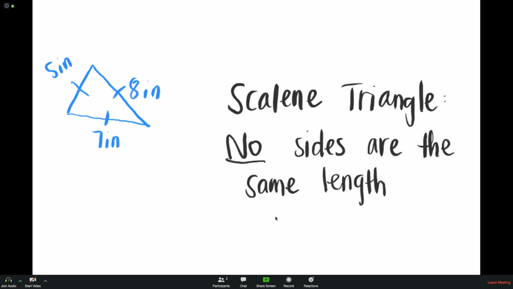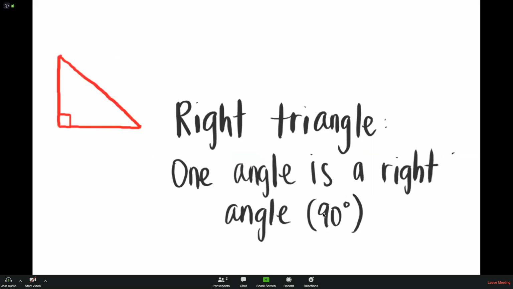Okay, so for the sides, you're going to have equilateral, isosceles, and scalene. So you have to really notice the numbers or the size of their lengths. And that's how you're going to determine whether it's an equilateral, isosceles, or scalene. Okay, and like I mentioned, we can also classify triangles based on their angles.